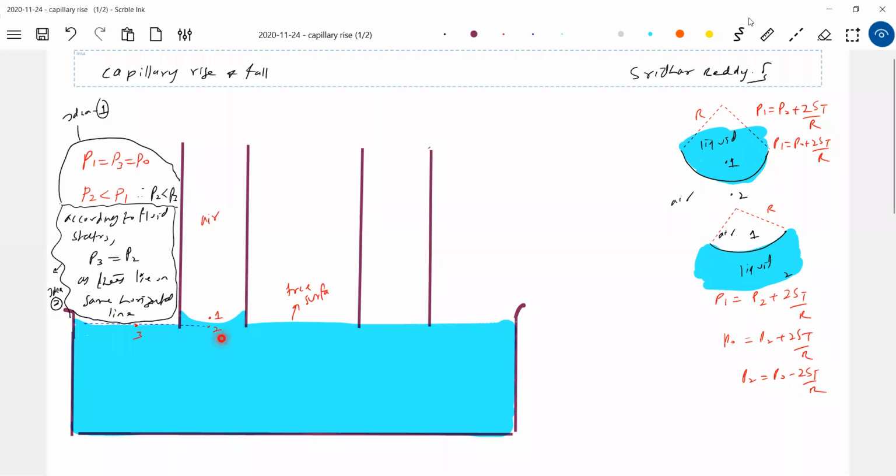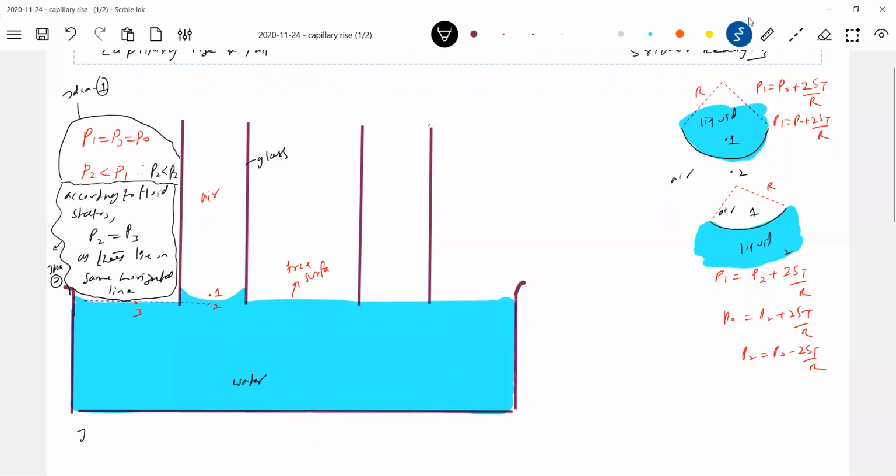If you come for fluid statics, okay, fine. 2 and 3 lie on the same horizontal line, so the pressure should be equal. But you look at the surface tension here, because the water will wet the glass. And what is this? This is glass. So what do you expect now? You're telling P2 is less than P3, and according to fluid statics, you are saying that P2 is equal to P3. Which one is correct? Idea 1 and idea 2 are contradicting each other.